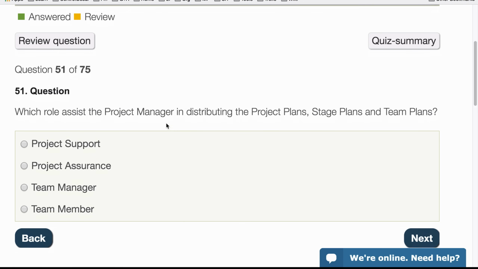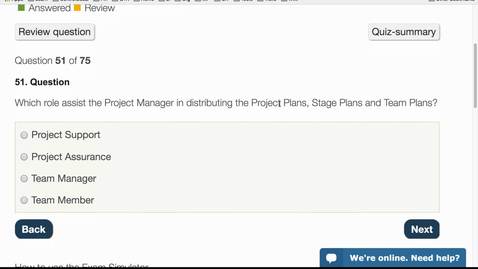Which role assists the project manager in distributing the project plans, stage plans, and the team plans? Well, we're talking about a role who supports the project manager, and that would be project support.